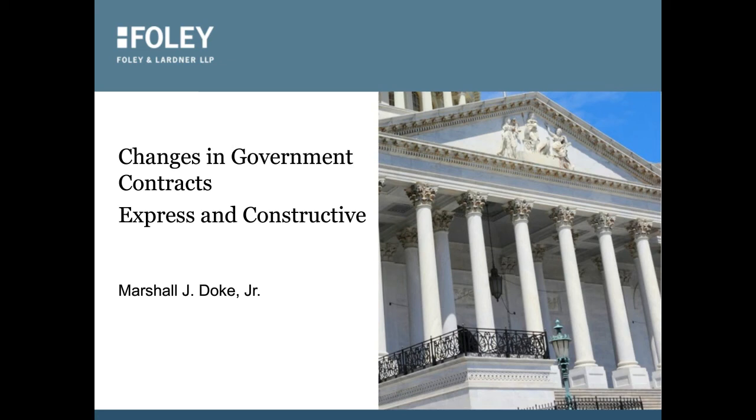What can be changed by the government? Well, changes within the general scope of the contract can be made in drawings and designs and specifications when the supplies are to be specially manufactured for the government, and in methods of shipment and places of delivery. Now, it has to be within the general scope of the contract. Basically, if you have a one-story post office, you can't get a change order and make it a 10-story one because it has to be within the general scope of the contract.